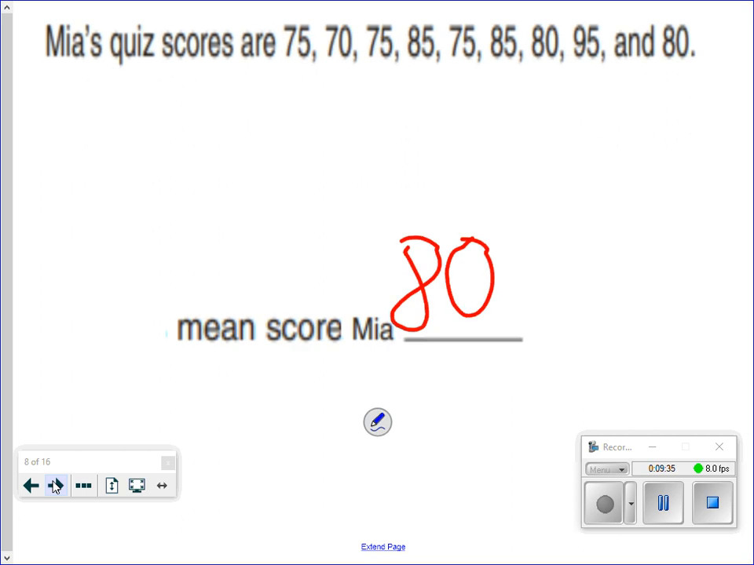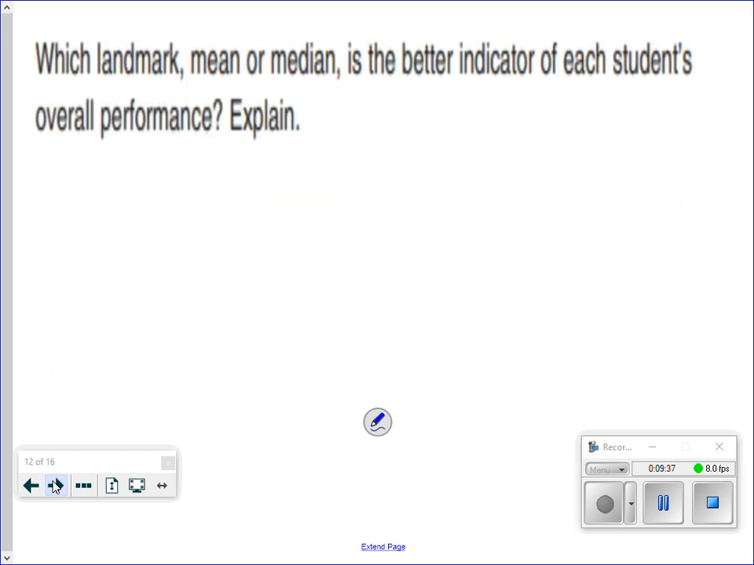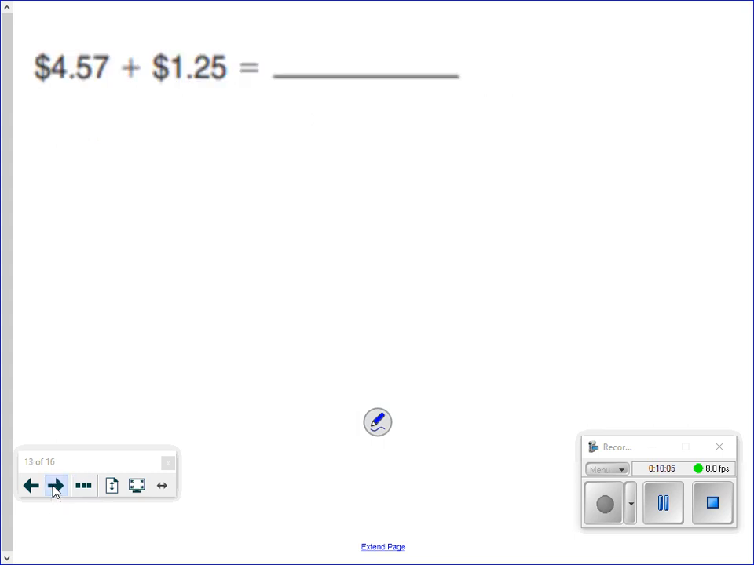So to answer that question, which landmark, the mean or the median, is a better indicator of the student's overall performance? I think it really comes down to taking a look at their scores. The median would make a little more sense for Nico because of that low 55 and the 100, where Maya's scores are all kind of close together, so the mean would make more sense. I'm interested to see what your thoughts are when we work together in class.